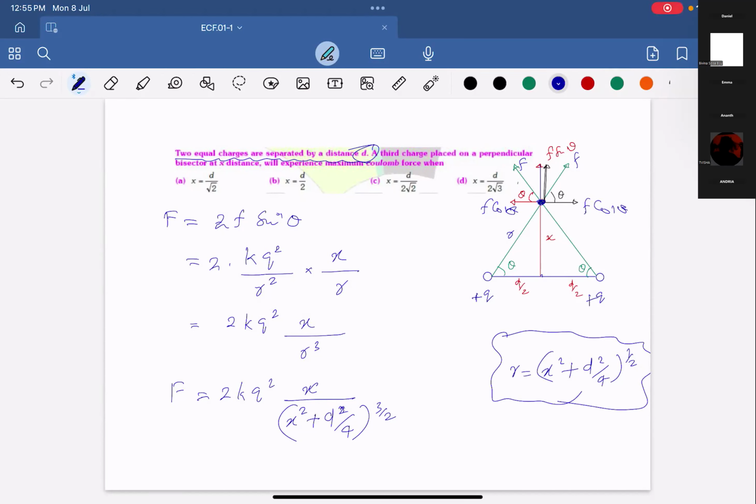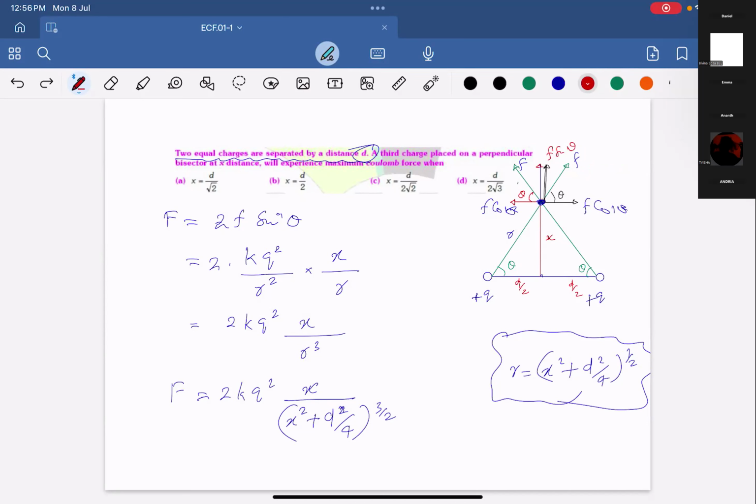So I am finding the force. The force due to one charge is small letter f. Look at this red circle. That is resolved into two components, f cos theta, f sin theta. Similarly, on the other side, f cos theta, f sin theta. Here, cos components are cancelled out, being in opposite directions. Sin components are being added up.